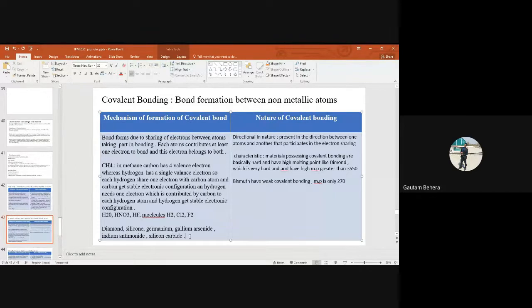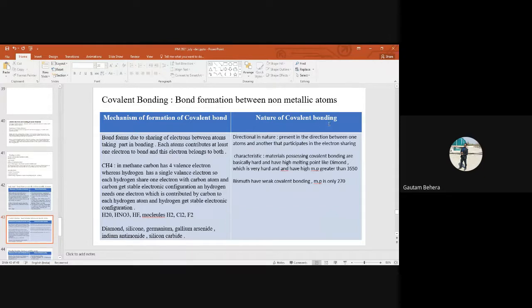Then some examples like diamond have this kind of bonding: silicon, germanium, gallium arsenide, indium antimonide, silicon carbide. If you consider diamond and silicon carbide, they are very strong. Diamond and silicon carbide are very hard. They are very strong because of this covalent bonding. So covalent bonding is also very strong, right? But not always. I will show you some examples here.